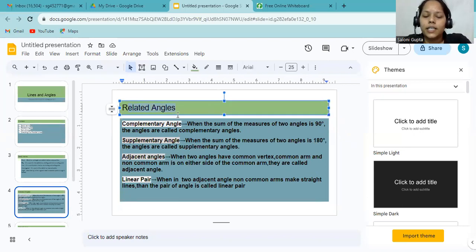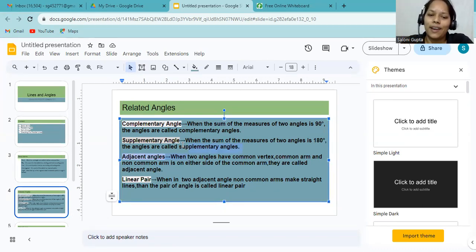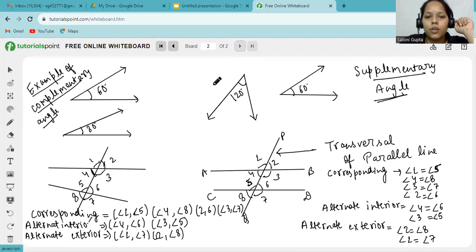Now we can see the related angles. In related angles, we have complementary angles, then supplementary, adjacent and linear pair. What are complementary angles? When the sum of the measures of two angles is 90 degrees, they are called complementary angles. And supplementary angles: when the sum of the measures of two angles is 180 degrees, we call them supplementary angles. You can see the example of complementary angles here, and an example of supplementary angles is 120 and 60.